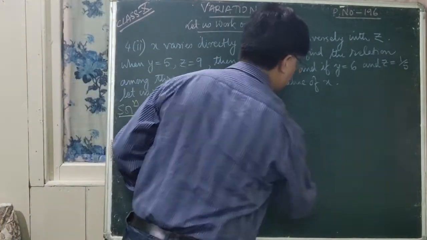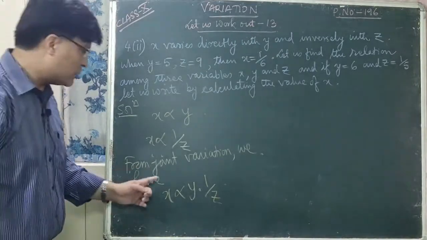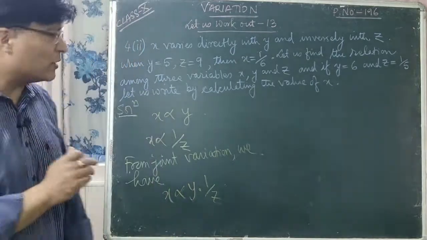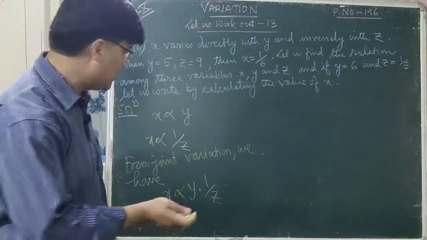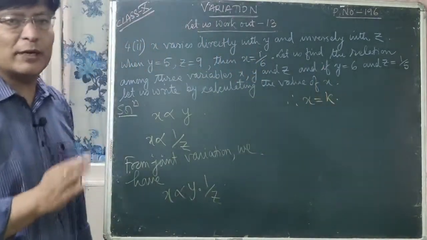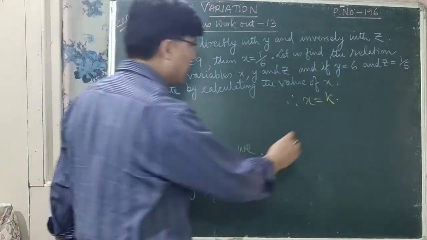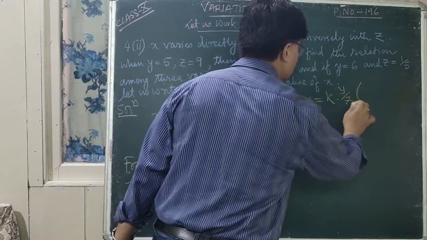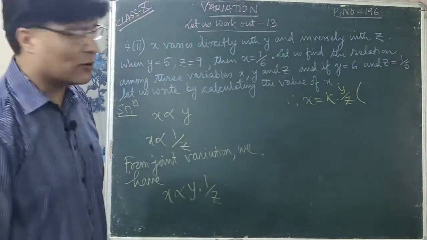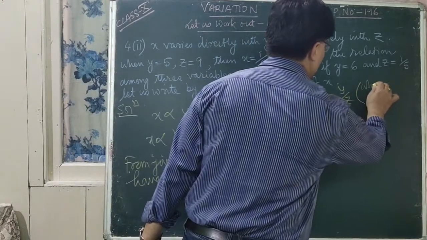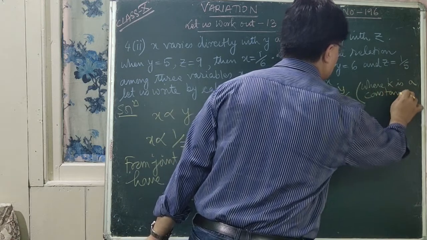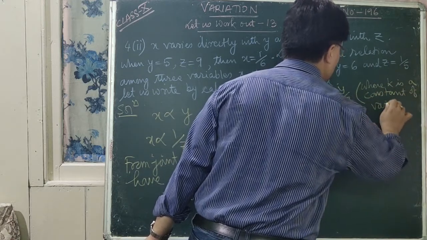So now, I told you already that you have to simplify it. This proportional sign should be converted into equality sign. So what is the method of converting it into equality sign? Therefore x is equal to, this right hand side should be multiplied by some constant. So k into y by z, where k is a constant of variation.